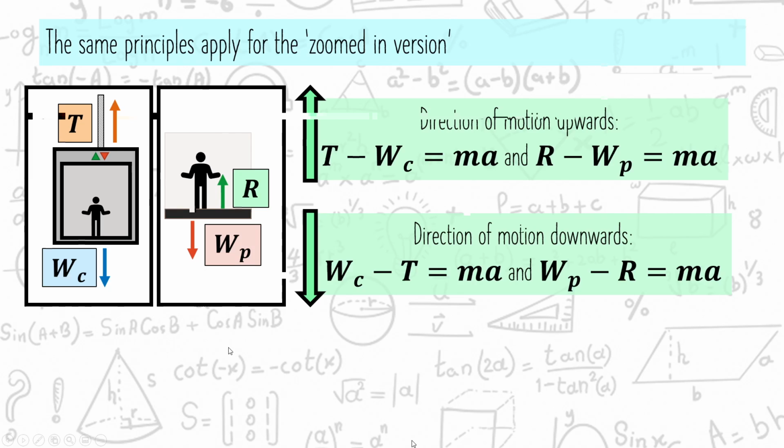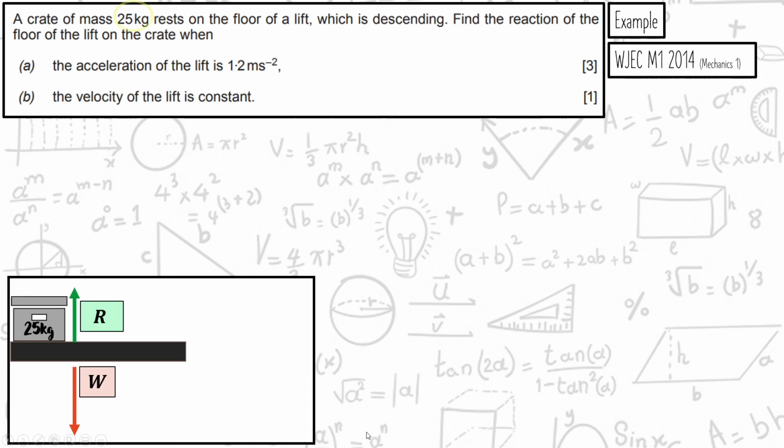Here's an example from the WJEC's Mechanics 1 paper from 2014. We've got a crate of mass 25 kilograms resting on the floor of the lift, which is descending. The direction of motion is going downwards. We're going to try and find the reaction force initially when the acceleration is 1.2 meters per second squared. And then in part B, we're going to try and find it when the velocity is constant.